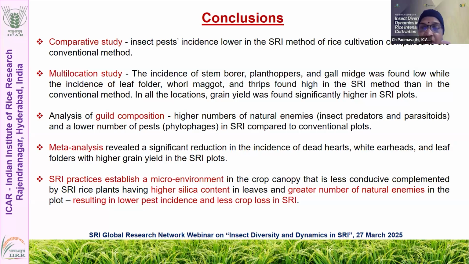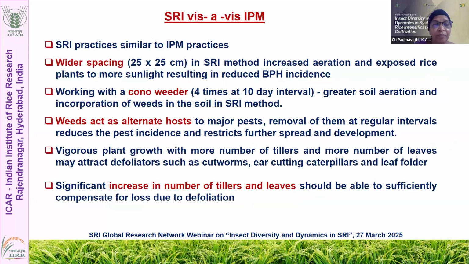And because of that, complemented with the high silica content and also cellulose, hemicellulose, and ash contents, and a greater number of natural enemies in the plot, these might be resulting in the low pest incidence, resulting in less crop loss in SRI. And if you see SRI versus IPM practices, actually, they are almost similar to IPM practices.